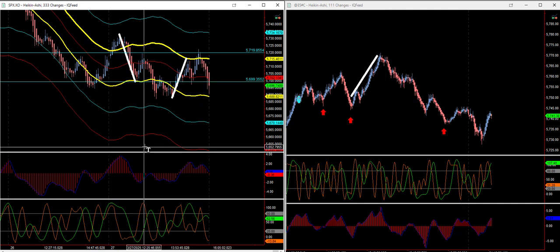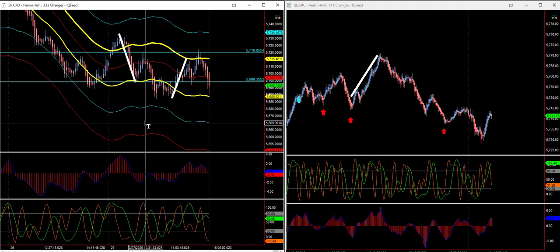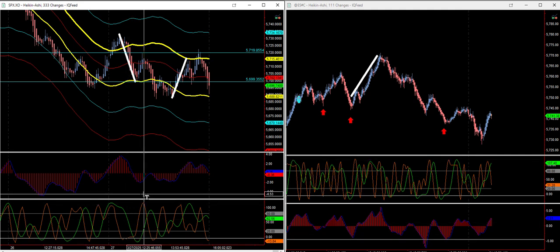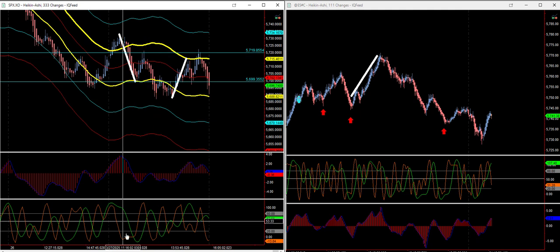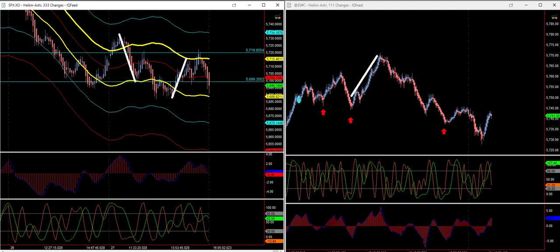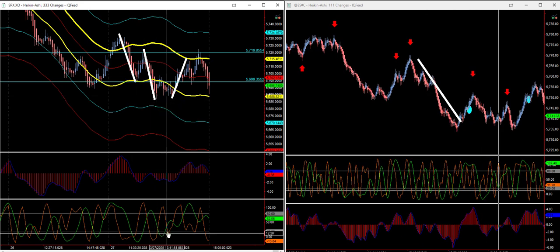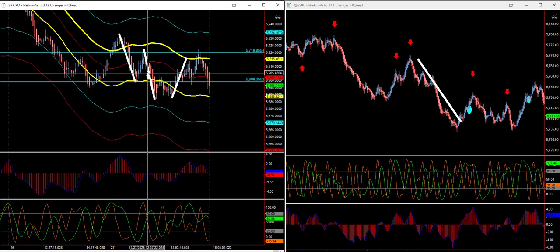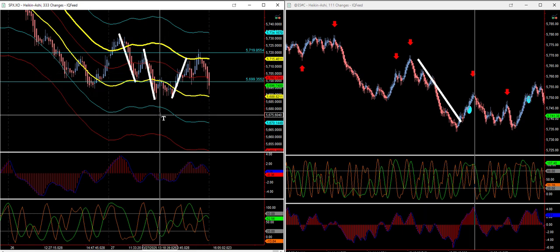This is for bigger swings. Now this is 50 we talked about, right? Look at the oscillations and look at this guy, 50. Big moves, huge. Oscillations of this, big move.